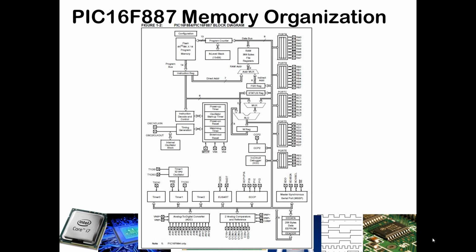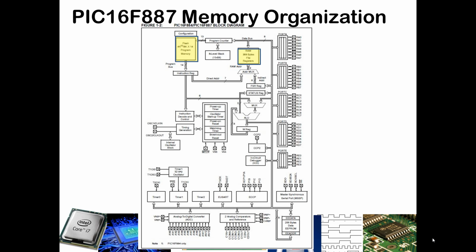So if we look at the overall PIC memory organization, this is figure 1-2 in your data sheet. What you'll notice is there are several different locations where there's memory. So this up here is your flash program memory. That is where all of your code is stored. And you have 8,192 individual codes that can be written there. Those are 14 bits wide.